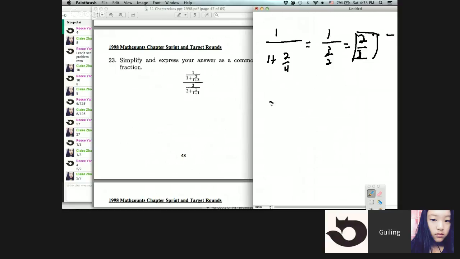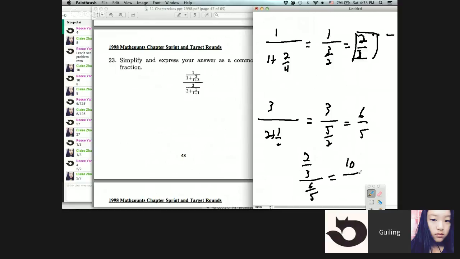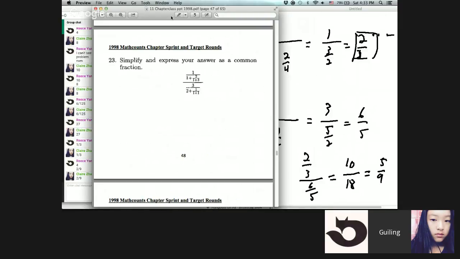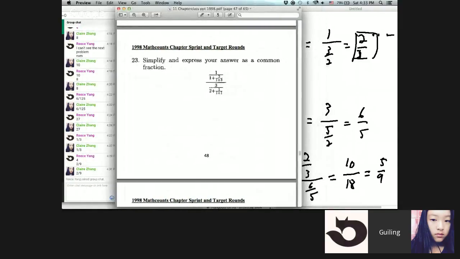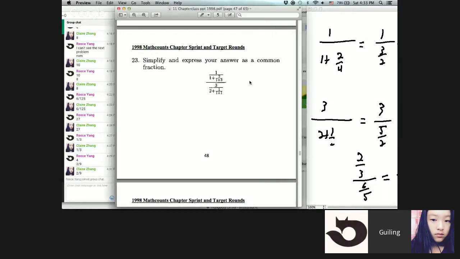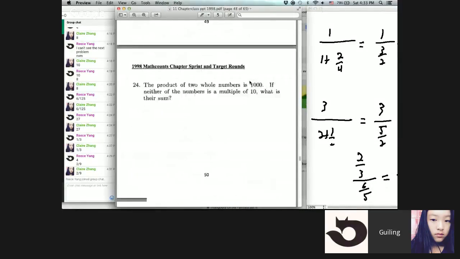And then the bottom is going to be 3 over 2 plus 1/2, which is 5 over 2, which comes out to be 6 over 5. So our final answer will be 2/3 over 6 over 5. So then that could be 10 over 18, which simplifies to 5 over 9. So you just have to work through this one step by step, like peeling an onion, I guess. Okay.